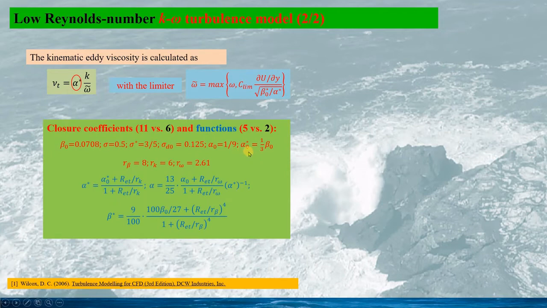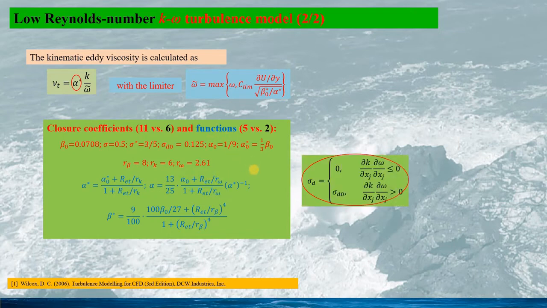So the closure coefficients and the functions for the low Reynolds number K-omega model: we have 11 closure coefficients against 6, and the low Reynolds number K-omega model has 5 functions compared to 2 functions. So here we can see alpha star given in this formula, and alpha beta star. In a similar way, there's a blending function for the low Reynolds number K-omega turbulence model, sigma d, given as this.